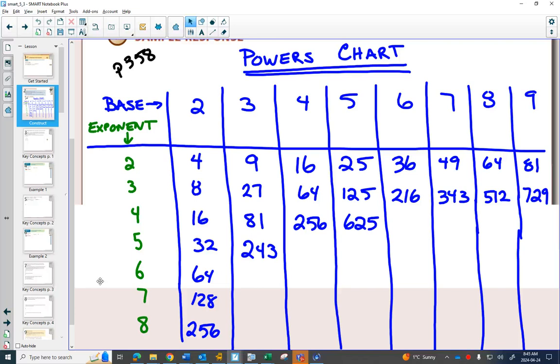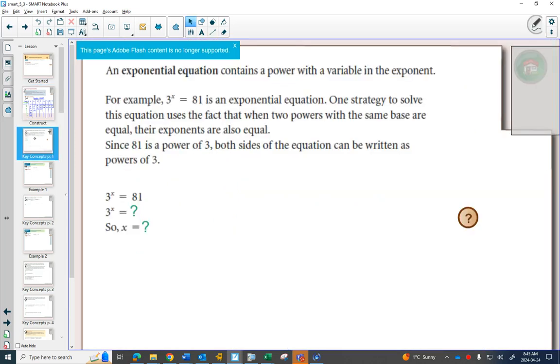So we're going to use this powers chart to help us solve exponential equations. So at the top of the next page, you would like to highlight: an exponential equation is an equation that contains a power where the variable is. So you're going to solve something like 3 to the x equals 81.